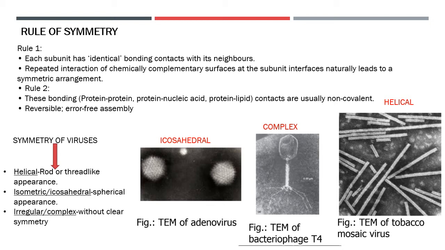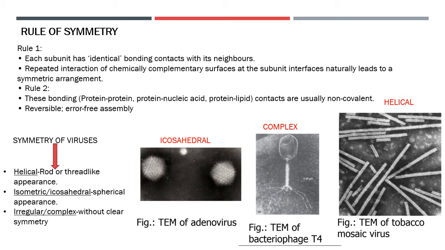Then the second rule is that these bondings, which can be protein-protein, protein-nucleic acid or protein-lipid, these contacts are usually non-covalent. Non-covalent bonding you will find in the rule of symmetry for viruses. Then the next rule is that the arrangement can be irreversible, error-free assembly. So these are the rules of symmetry. Next, what are the types?